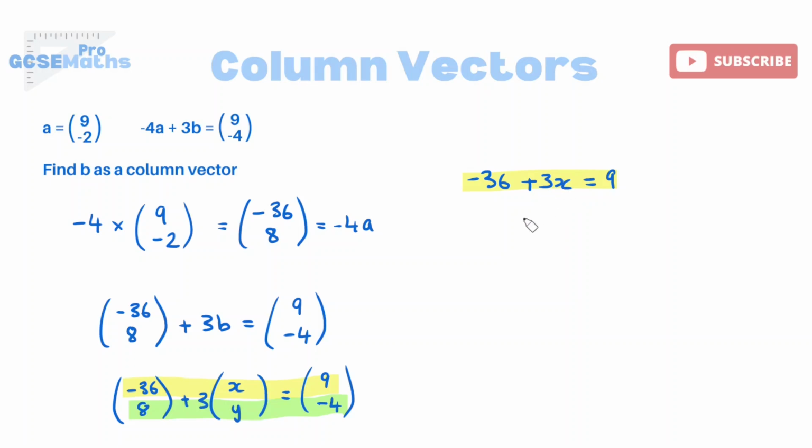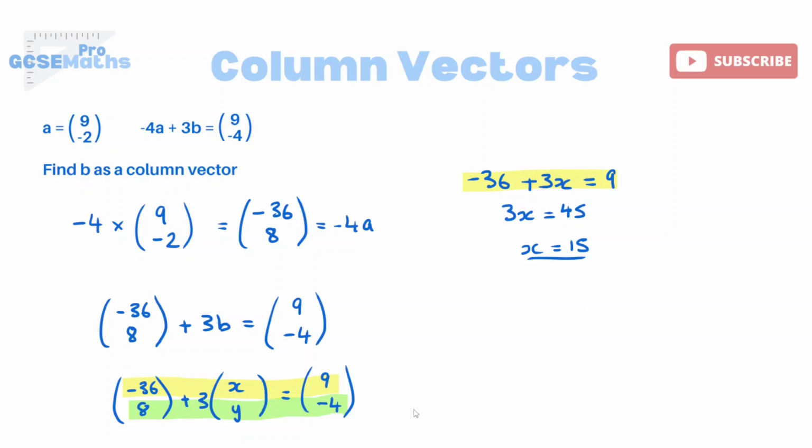So this is just a normal equation now, so I want to get x on its own. I'm going to add 36 to get all the numbers together, so that gives me 45. Then I just need to divide by 3, so that gives me 15. Okay, so x being the top number, that means that it's 15.